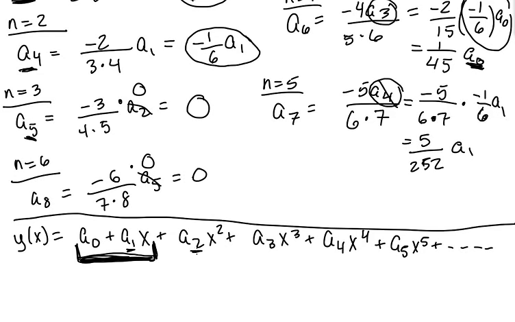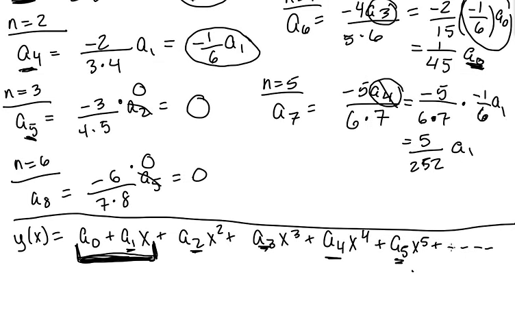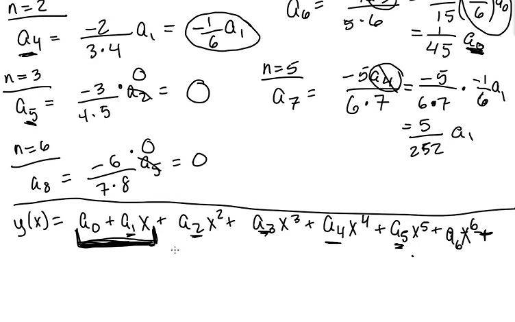So we have a sub 2, we have a sub 3, we have a sub 4, we have a sub 5, we have a sub 6, we have a sub 7. So we have an a sub 6. I can write this out. A sub 6, x to the 6, plus, once again, no more room, a sub 7, x to the 7, plus, etc. So we're going to get two solutions.